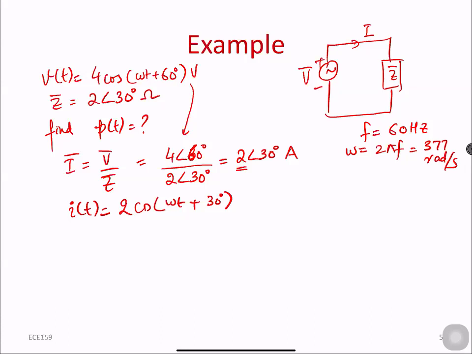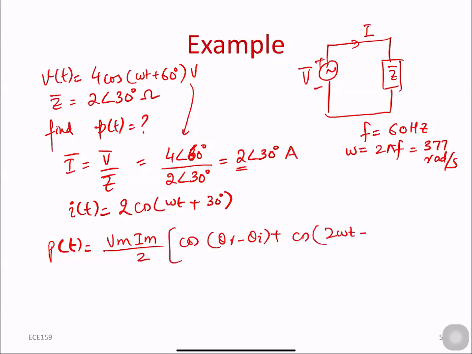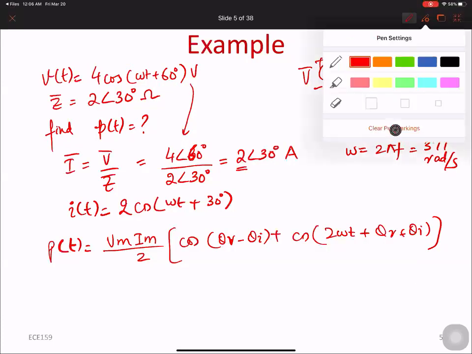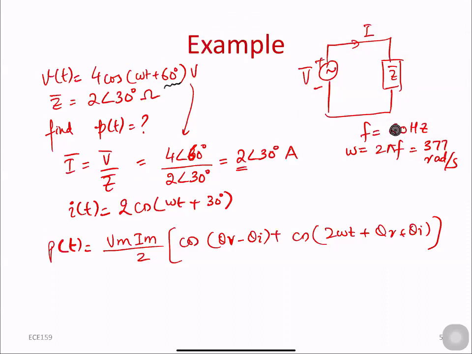So now for calculating the power, we know that instantaneous power, we just derived this one, can be written as this formula: cos of theta v minus theta I plus cos of 2 omega t plus theta v plus theta I. So now what is this theta V and theta I? So the phase angle for the voltage can be found as this. This is my theta of voltage, and this is the theta for the current. So I'll insert this one here in this equation.